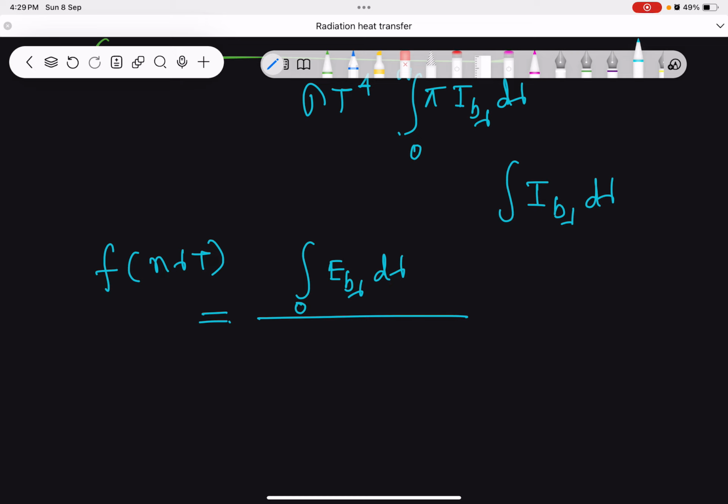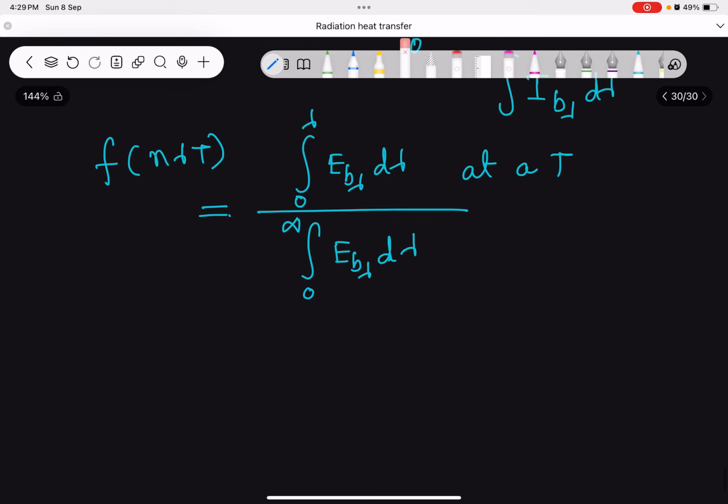This is Eb lambda d lambda from 0 to infinity, the emissive power from 0 to lambda at a particular temperature T, divided by 0 to infinity Eb lambda. It can be either of this or this, and you can argue that it is also equal to this, because Eb lambda is nothing but pi into Ib lambda.